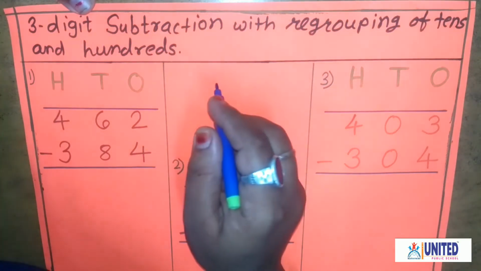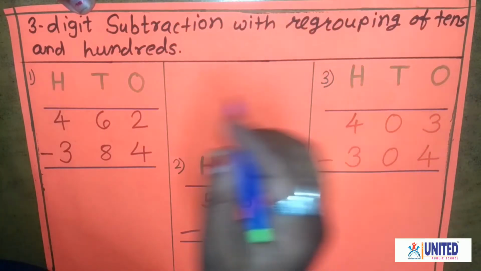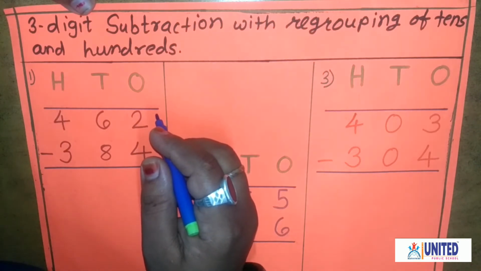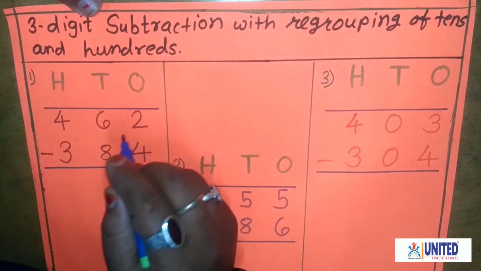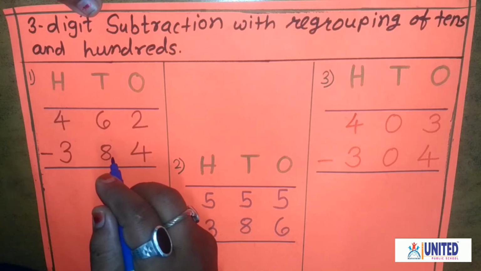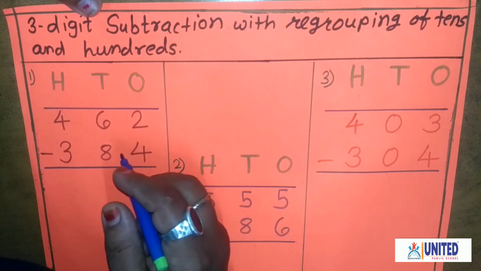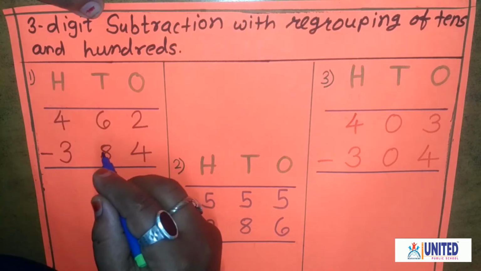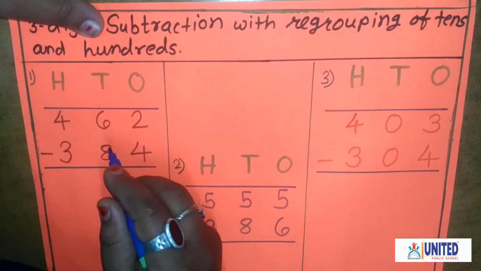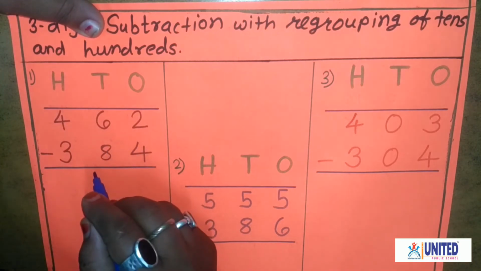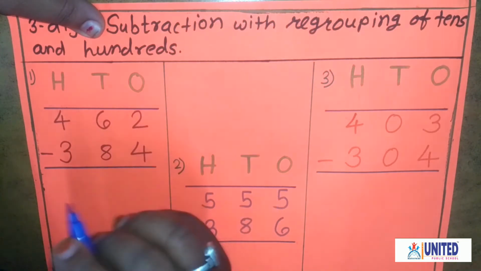Now 3-digit subtraction with regrouping of tens and hundreds. That means here we can take the borrow from the tens column also, and we can take the borrow from the 100 columns also. Okay, let us see how to solve this. First number, 462 minus 384. Start from the ones column.